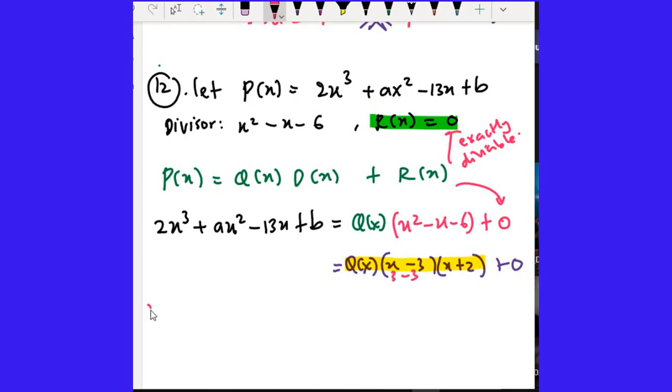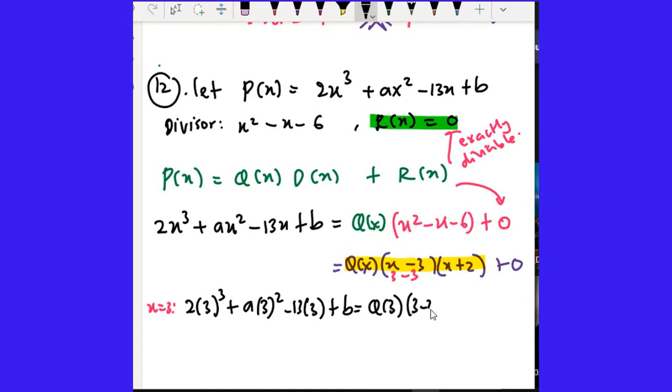So now you substitute x is equal to 3, both side a and b. So now 2(3 cube) plus a(3 squared) minus 13(3) plus b. Masukkan semua x tu dengan 3. Okay, so now you confirm 0. 3 minus 3, 0. Jadi semua akan jadi 0. Jadi sekarang tinggal 27 × 2 = 54 plus 9a minus 39 plus b is equal to 0. Sebab aim kita nak jadikan sebagai 0.